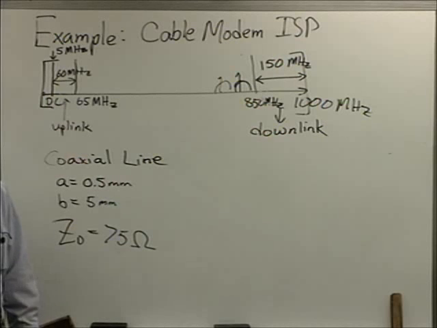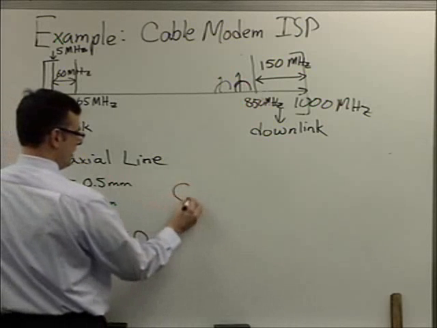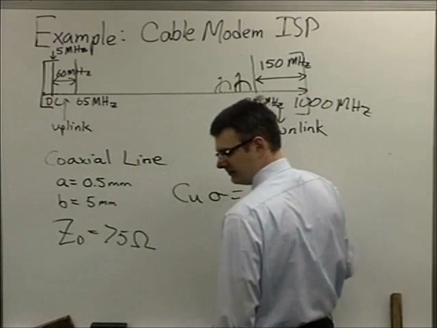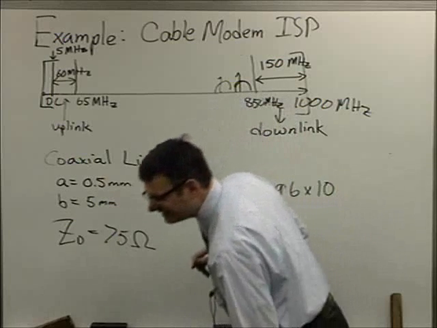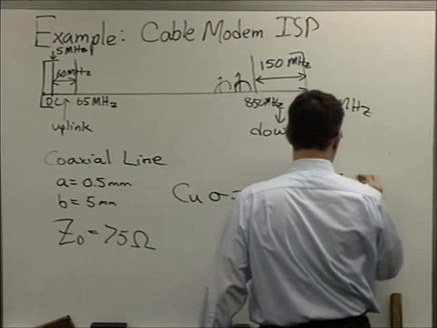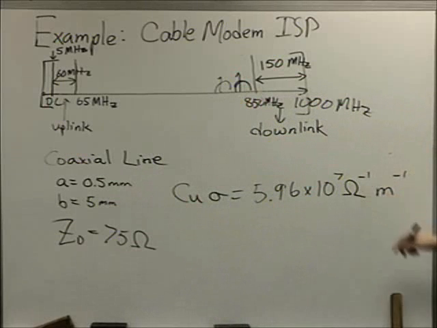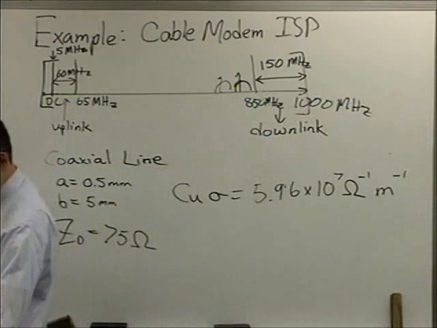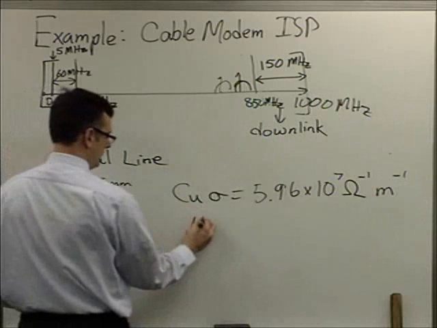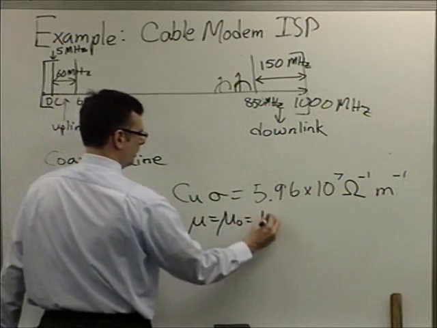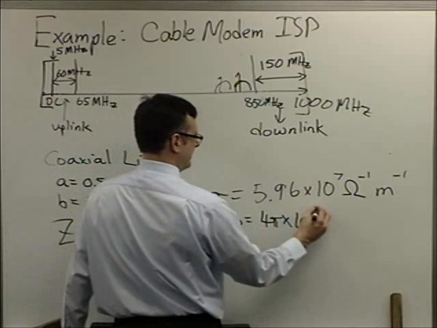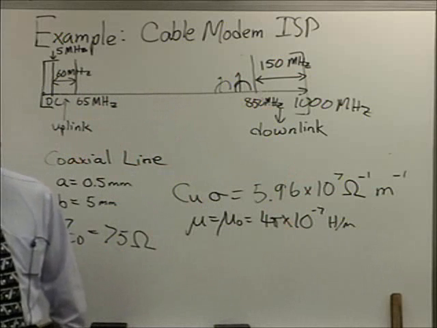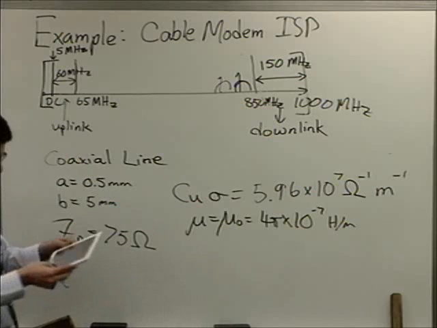Copper, by the way, which is what we like to make that inner conductor from, has sigma equal to 5.96 times 10 to the 7th Siemens per meter. 1 over ohms times 1 over meters. And the permeability is free space, 4 pi times 10 to the negative 7th henries per meter. So let's go ahead and plug these numbers in.